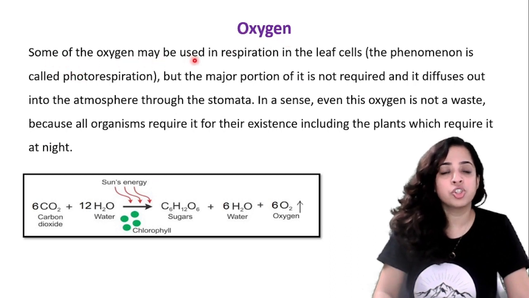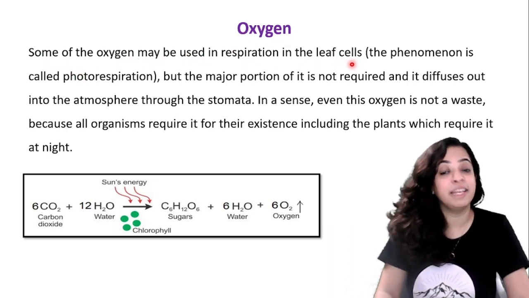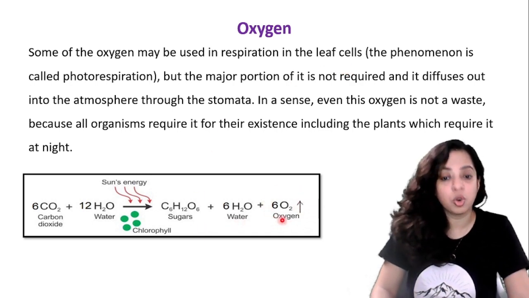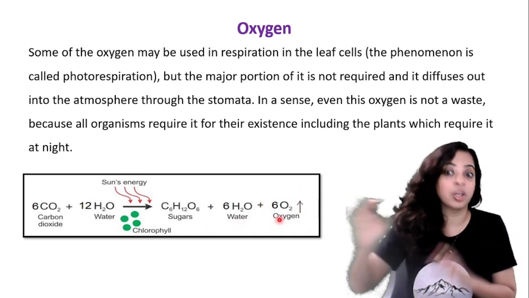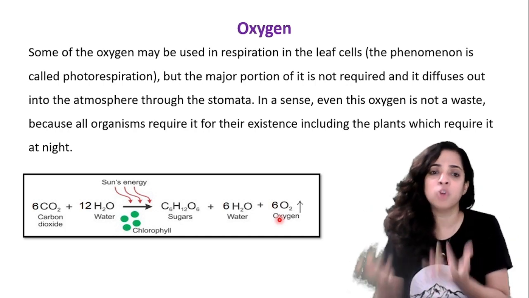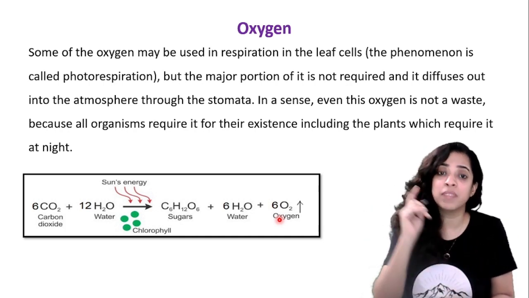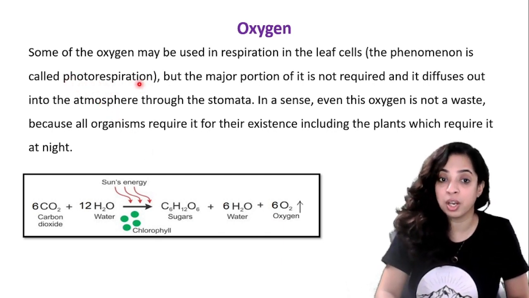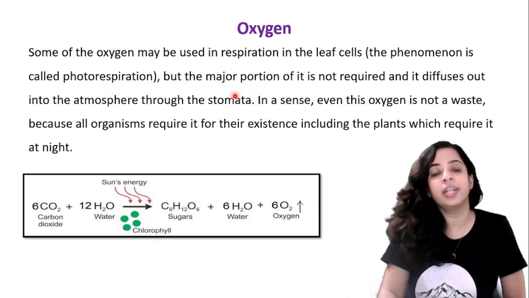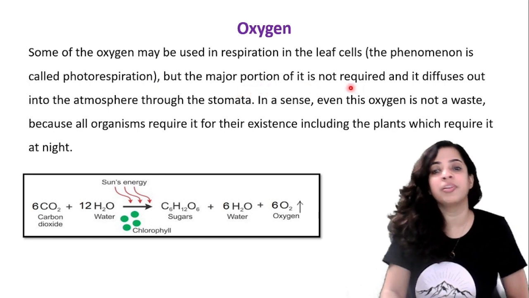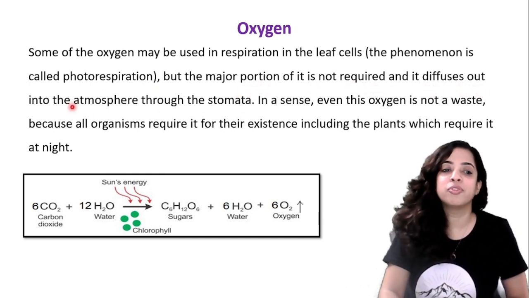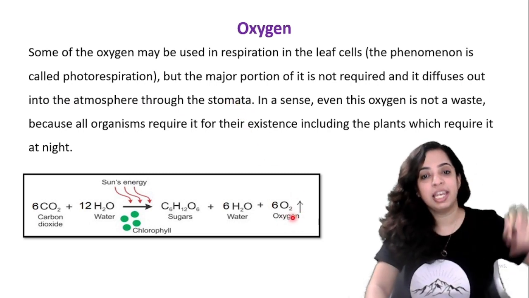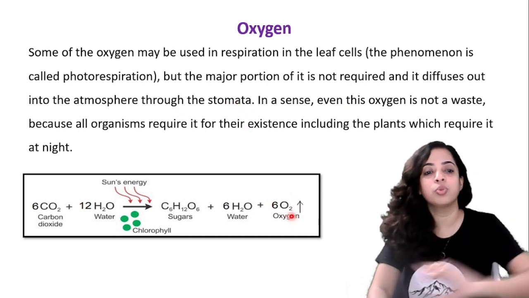Some of the oxygen may be used in respiration in the leaf cells itself. So not all the oxygen that is produced is given out. Some of the oxygen may be used in the respiration of the leaf cells, and this phenomenon is called photorespiration. But the major portion of the oxygen is not required, and it diffuses out into the atmosphere through stomata. So this oxygen goes to the atmosphere through stomata.